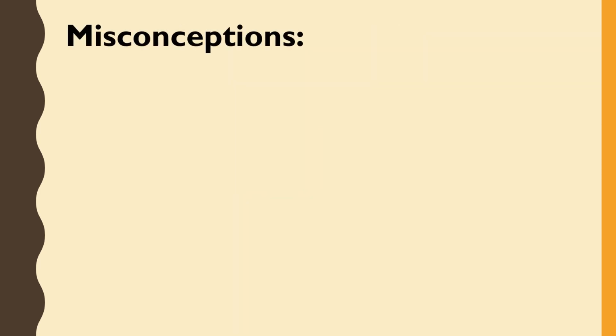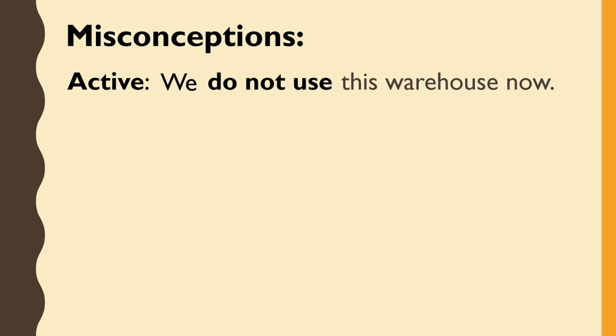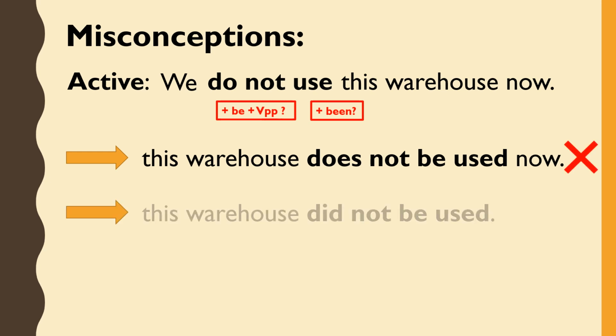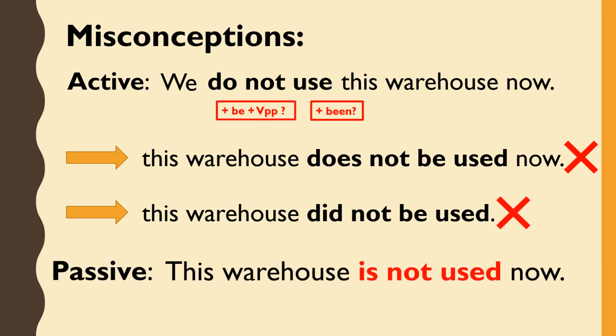Usually when we form passive negative sentences, there may be some misconceptions. Like in an active sentence, we do not use this warehouse now. When we change this to a passive sentence, some students may just add be plus PP or been in an attempt to form passive verbs. For example, this warehouse does not be used now. Or this warehouse did not be used in the past tense. The correct one should be this warehouse is not used now.